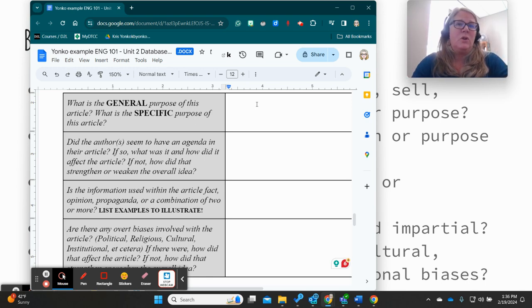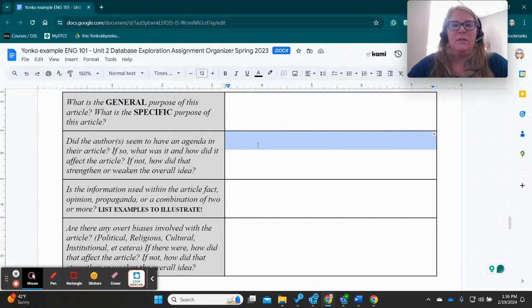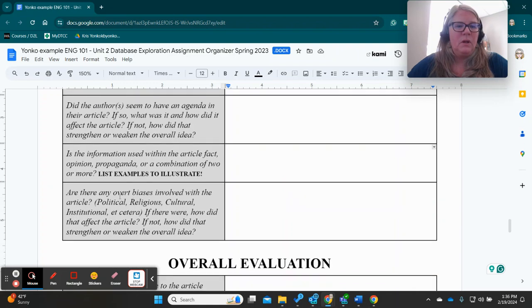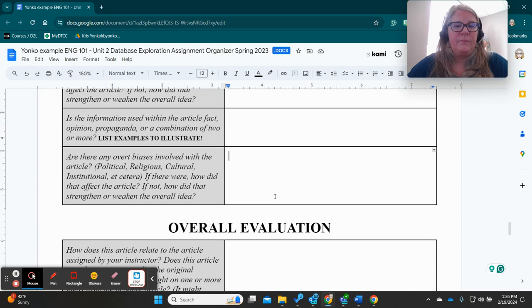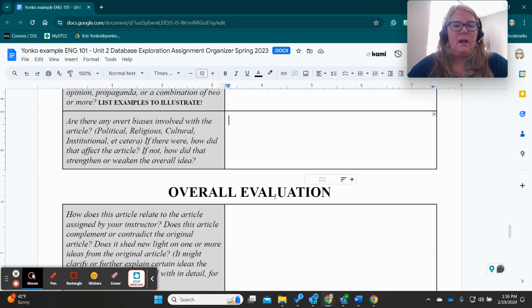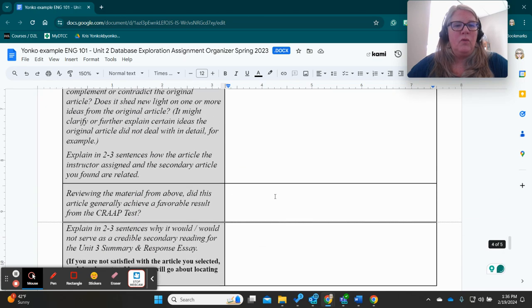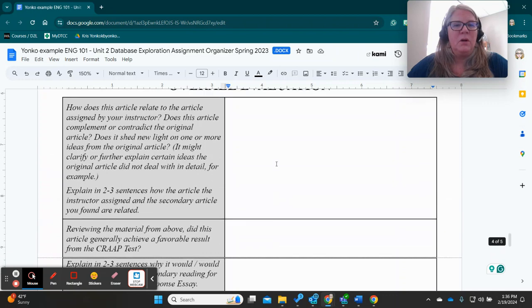What are they trying to teach their audience? What are they trying to convince their audience to do? Does the author seem to have an agenda, or do they seem to just really be trying to get the information out there? Fact, opinion, propaganda, or a combination? Any biases? Okay.